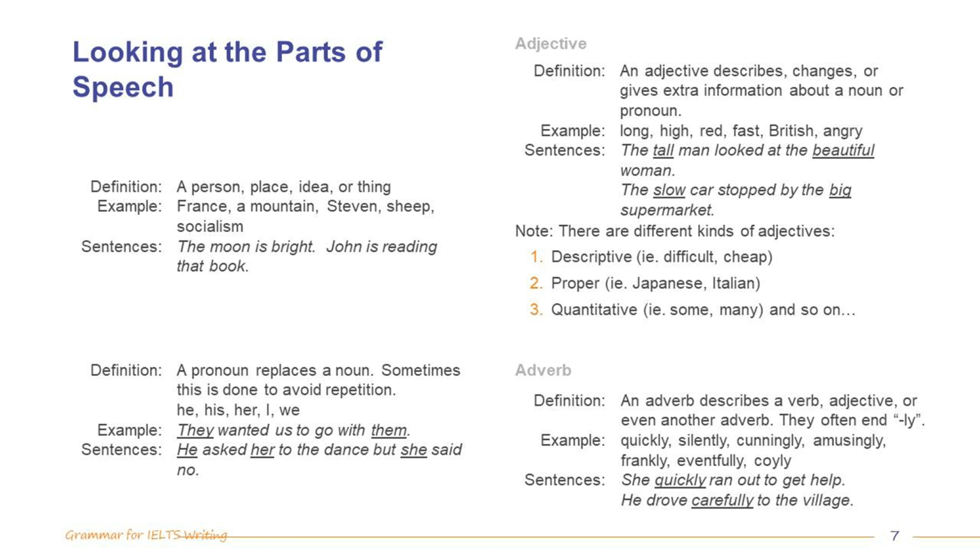Looking at the parts of speech. Let's now take each of the 8 parts of speech in turn and explore its meaning. Noun. A person, place, idea, or thing. For example, France, a mountain, Stephen, sheep, socialism. Examples: the moon is bright. John is reading that book.